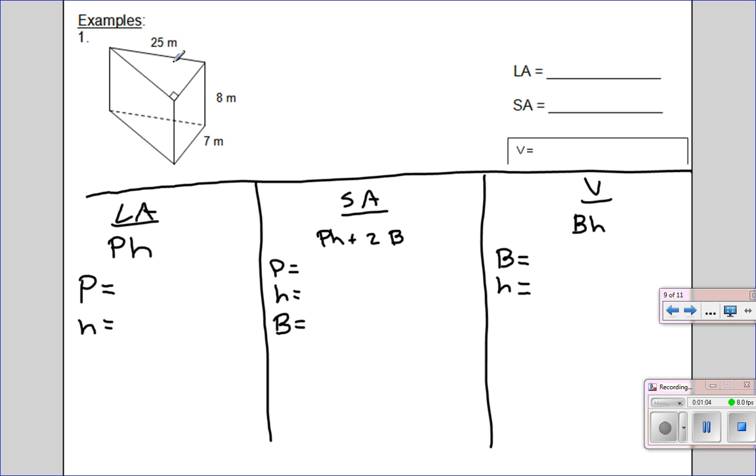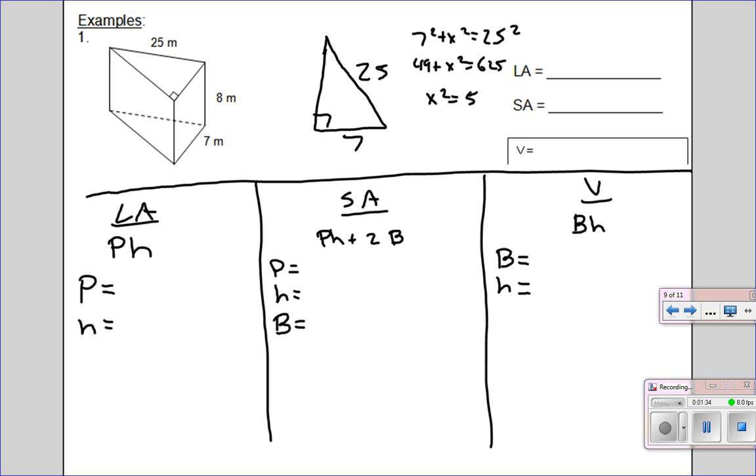So first off, we need to figure out the perimeter of the base. So I always just draw the base to the side, because that's really where we're doing all of our work. So the base has a hypotenuse of 25 and 7 along the bottom. So it looks like I just need to find this side right here. So 7 squared plus x squared equals 25 squared, because it's a right triangle. 49 plus x squared equals 625. Subtract 49, so x squared equals 576. Square root it, so that side is 24.